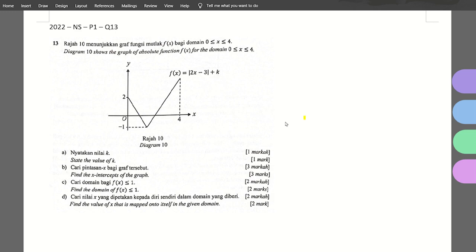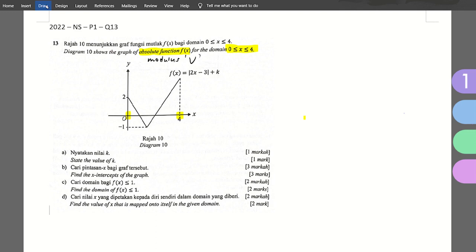So step number 1 is to highlight some important parts of this question. The first part would be this. We can see that this graph starts from 0 until 4. And this is an absolute function graph, meaning it's a modulus graph. You can see below is a modulus graph which has a V shape.